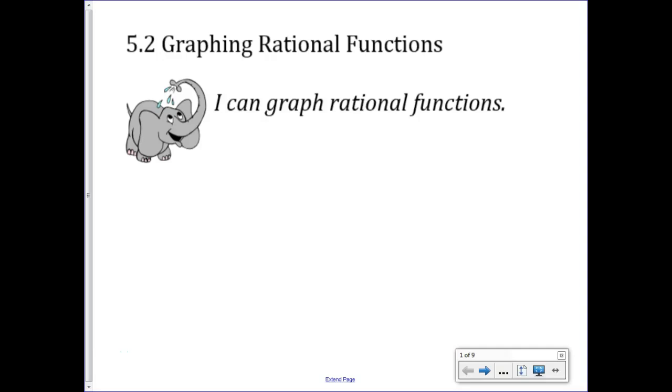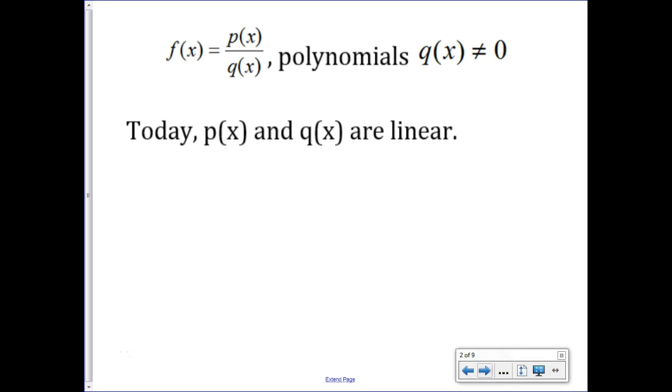Hey guys, today we are looking at graphing some rational functions. So, first off, a rational function looks like this: P of x divided by Q of x, where P of x and Q of x are polynomials and Q of x can't equal 0 because we can't divide by 0. Today, P of x and Q of x are going to be linear. In the next lesson, they won't necessarily be linear.